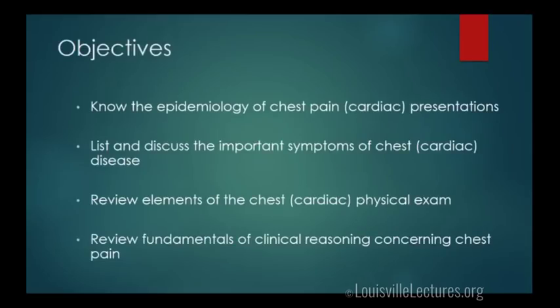So the objectives of this, first off, to know the epidemiology of chest pain presentations, primarily cardiac. To know that epidemiology, we see so many people come in for chest pain, and that's a big burden as to what American ERs are, the types of patients they see. And then to list and discuss the important symptoms, to review the elements of the proper physical exam, and then to review fundamentals of clinical reasoning, otherwise known as clinical pathologic correlations.